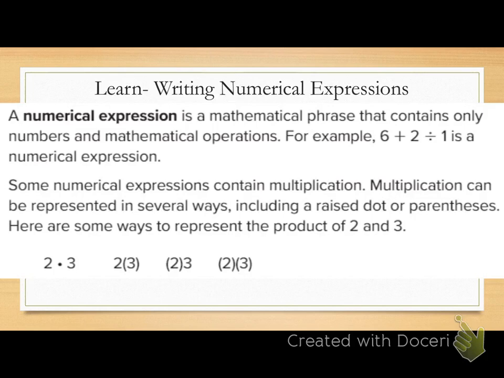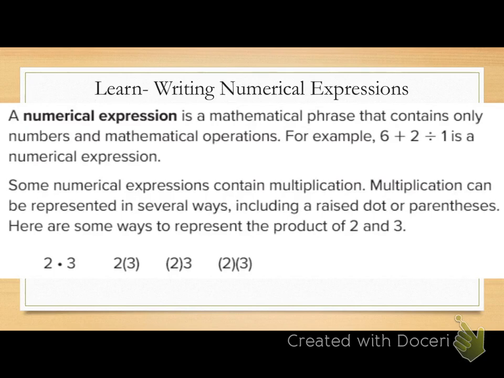Some numerical expressions contain multiplication. Multiplication can be represented in several ways, including a raised dot or parentheses. Here are some ways to represent the product. What does product mean? Multiplication. So here's some ways to represent the product of 2 and 3. You can have 2 and 3 with that raised dot that it's talking about between it. So 2 times 3 right here.